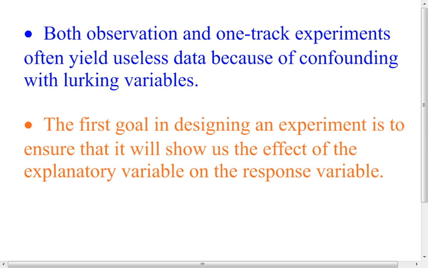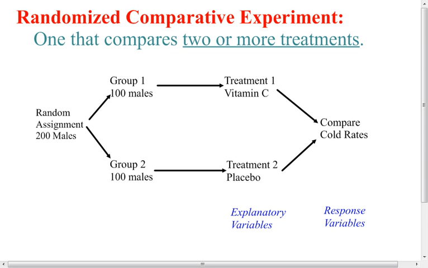Both observation and one-track experiments often yield useless data because of confounding or lurking variables. When you do observations or one-track experiments, your lurking variables are not controlled very well, and that becomes a big piece when you measure your end results. So the first goal in designing an experiment is to ensure that it will show us the effect of the explanatory variable on the response variable. To do that, you want to do a randomized comparative experiment, which is one that compares 2 or more treatments.